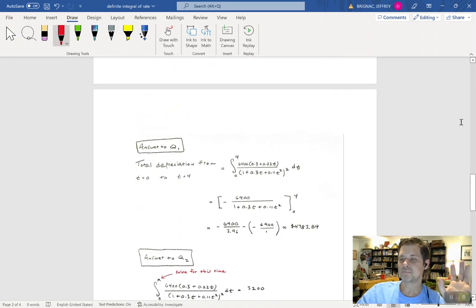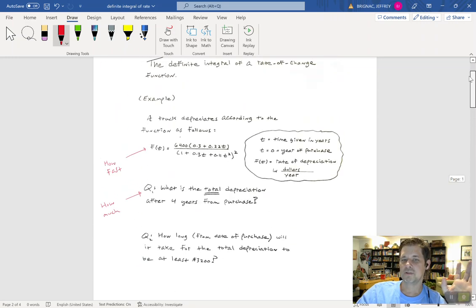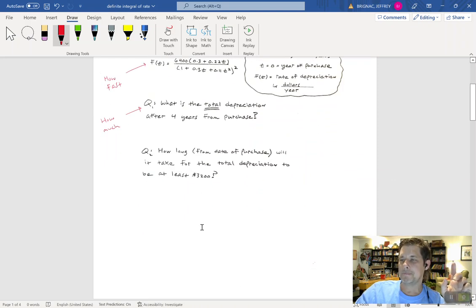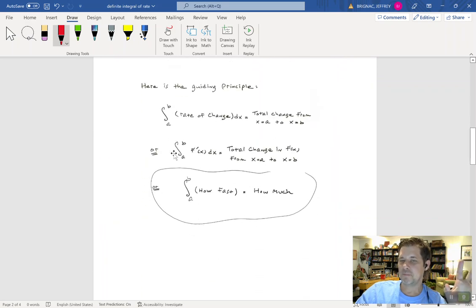Okay, now let's answer that first question. First question is, what's the total depreciation after 4 years from purchase? Now, a little bit of the fine print is the bounds. I didn't talk much about the upper and lower bound on the definite integral, but if I have this function which is a derivative of some other function, then the definite integral tells me the total change in the function from x is a to x is b.